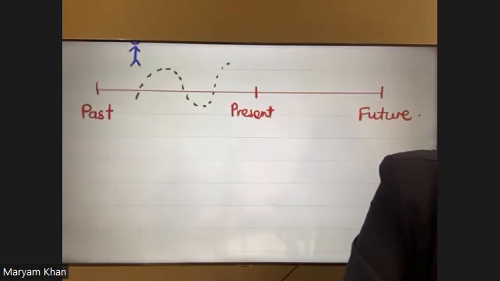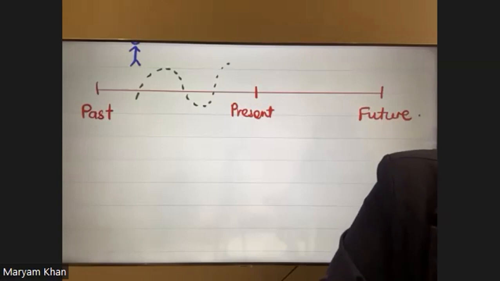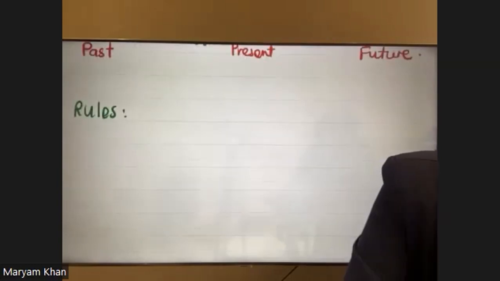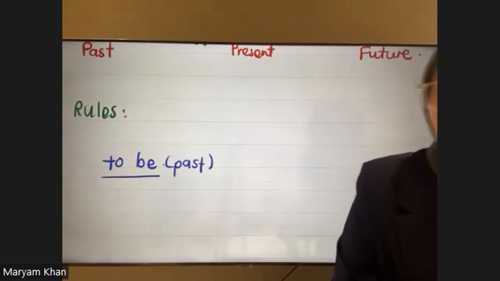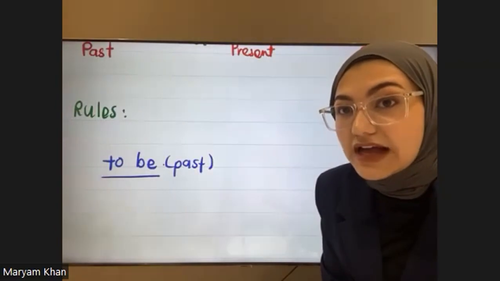So jom kita tengok the rules. Rules this time are not meant to be broken. You kena ikut these rules. Okay, rules yang tadi ramai yang tanya, kena ada been ke teacher, kena ada had ke? Tak perlu. You just need two things. Number one, you perlukan your verb to be. Tapi verb to be kena dalam past. Apa tu verb to be, teacher? Am, is, are.